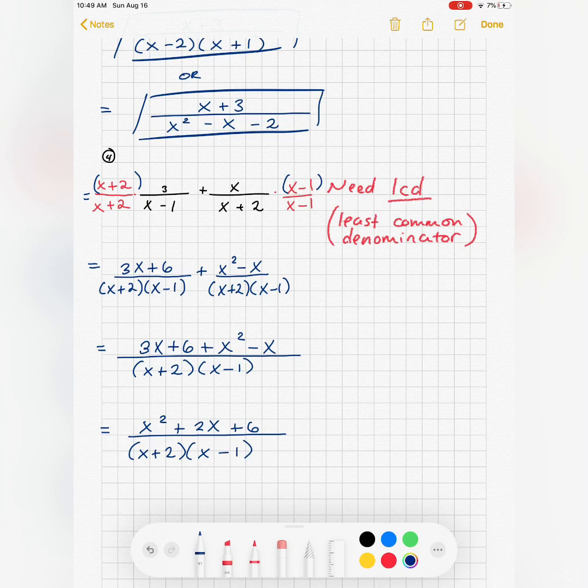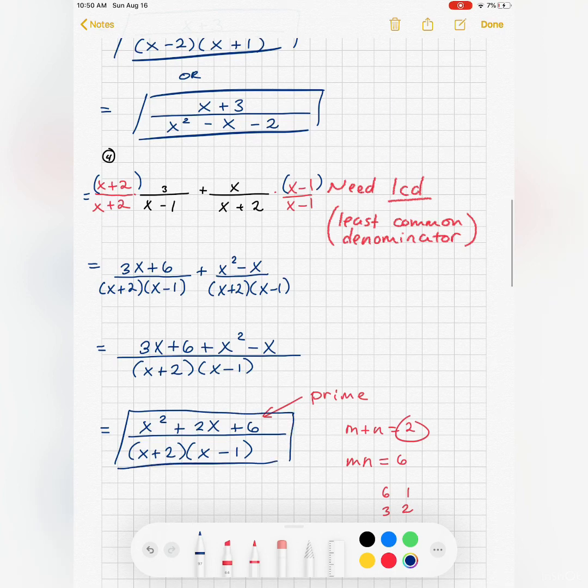And then we have to see if that trinomial in the numerator factors. So my numbers, let's see, they'd have to add up to 2 and multiply to 6. So factors of 6: 6 and 1, and 3 and 2. I don't think any combination of those is going to give me a sum of 2. So that numerator is actually prime, as in it can't be factored. So in that case, this would be my final answer.